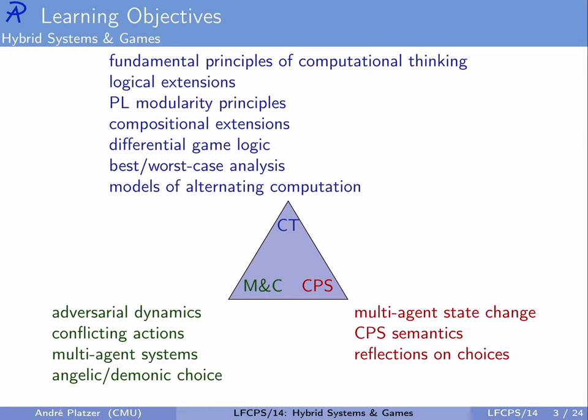And that's, of course, important whenever some, but not all, choices in the system go to an opponent, and the ones that don't go to the opponent are resolved in a way that is helping you, which also is a way for understanding models of alternating computation, which are interesting in their own right. On the CPS side, we'll look at the multi-agent aspects of state change. We will have reason to generalize the semantics of cyber-physical systems quite considerably to take into account adversarial dynamics, which will enable us to also understand their effect better and will also lead us down a path of reflecting on the choices that have been there even in hybrid systems so far.